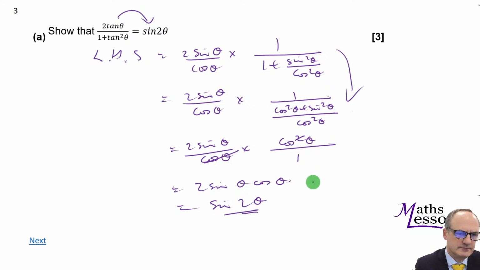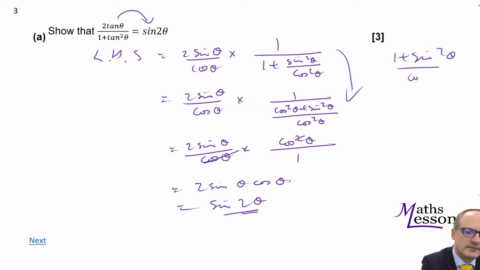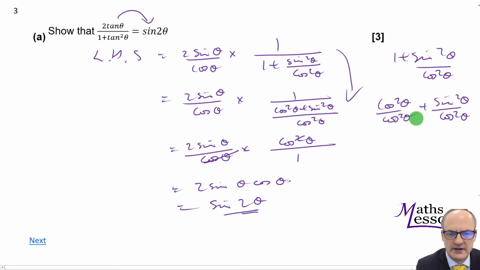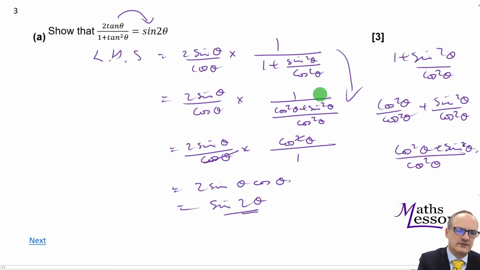From this one to this one, so all I've done is that 1 plus sine squared theta over cos squared theta. So I'm being asked, how did I get from here to here? What I'm doing is turning this 1 into cos squared theta over cos squared theta, and then adding it to sine squared theta over cos squared theta. So I'm getting the same denominator. And now I can add these, and when I add these two, I get the same denominator on the bottom, and I just get cos squared theta plus sine squared theta on top. Okay, that's how I get that.